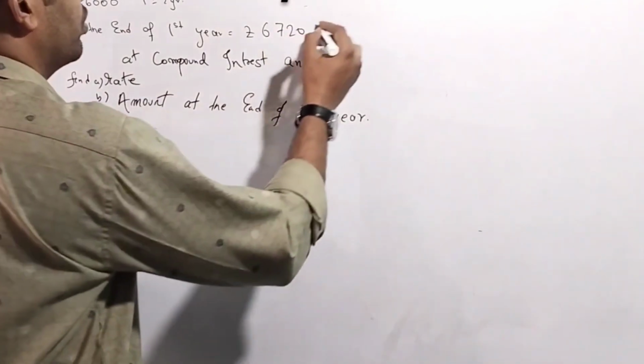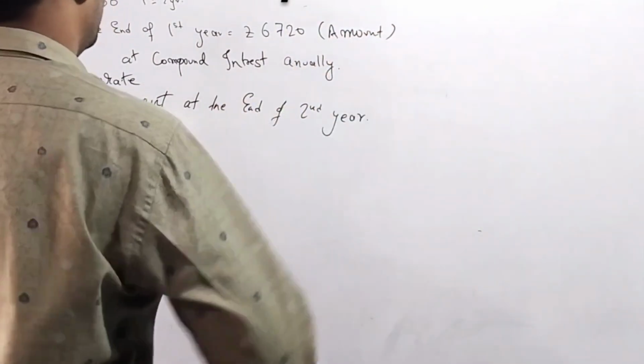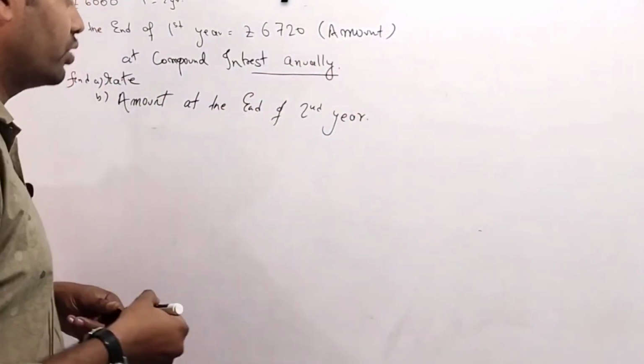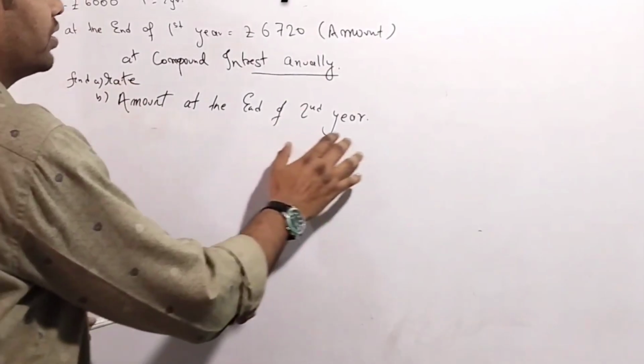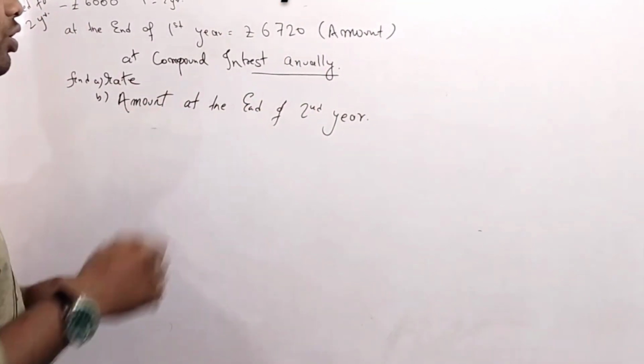Okay, they told you already, amounts to this one means this is the amount, at the end of first year. Compounded annually means there's no tension, nothing to do, directly you will do the sum, no conversion. You have to find out the rate and the amount due at the end of second year. First you have to find out the rate of interest.